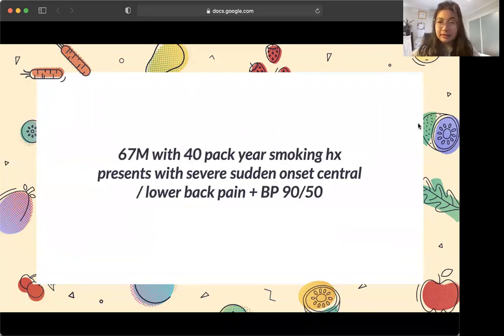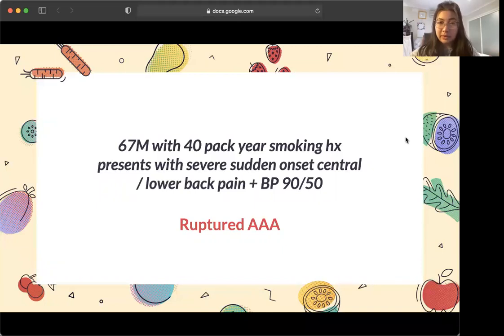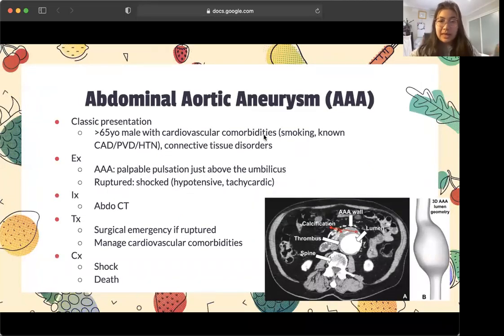Okay, again, another presentation that can present with abdo pain, but is not necessarily part of the GIT. Hemodynamically unstable, sharp bang pain at the lower back. You want to be thinking of ruptured abdominal aortic aneurysm. So that's pretty much it. We just wanted to give you that classic presentation so you're able to pick it up in your MCQs or EMQs. This is a medical emergency. Typically, they'll present shocked, and it'll be an older male with cardiovascular comorbidities, particularly smoking.